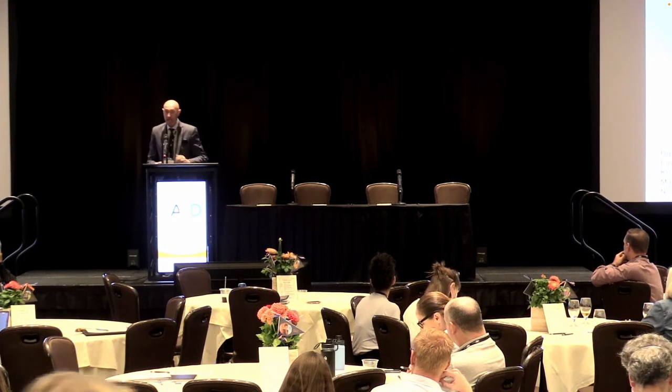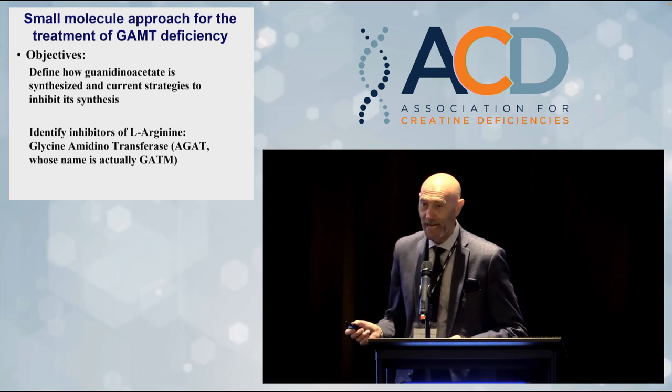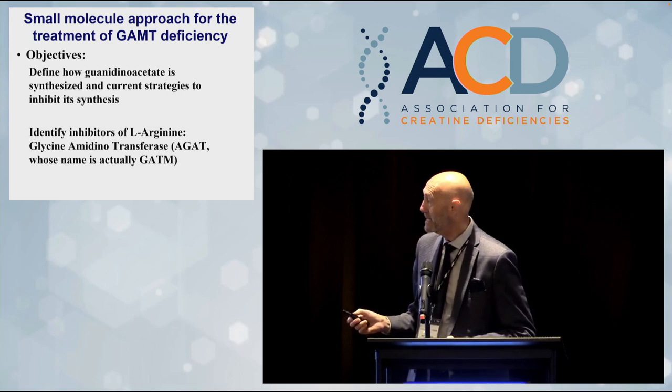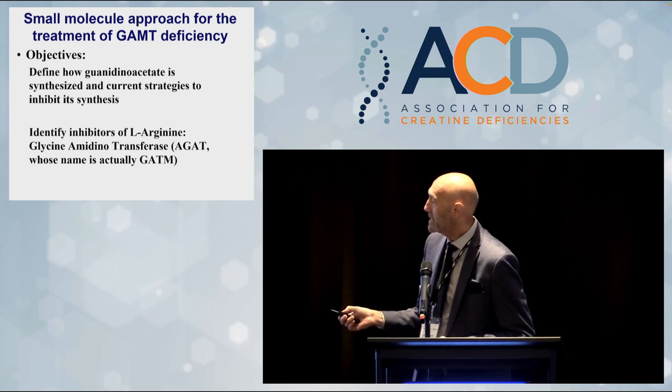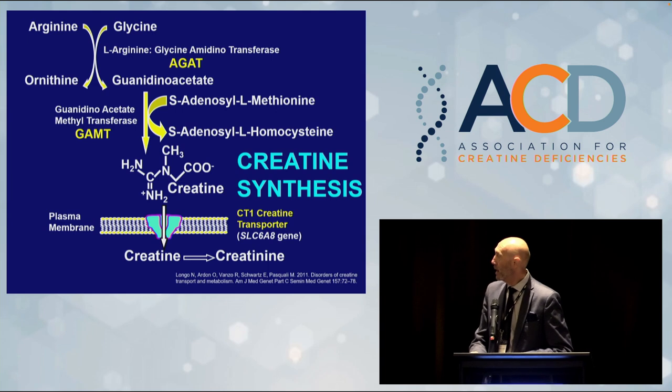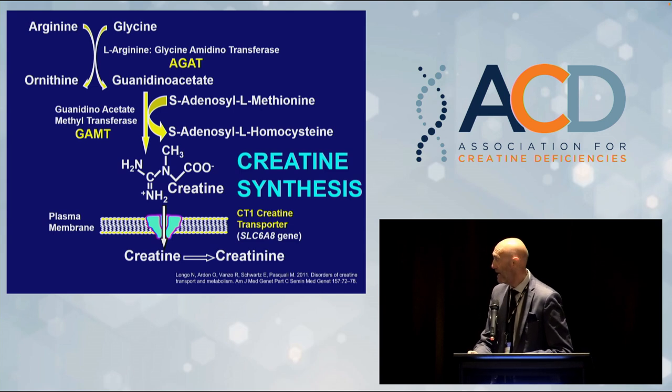What I will talk about today is the efforts that are underway to develop new molecules to inhibit the synthesis of guanidino acetate. To do so, I'm going to explain one more time, as you have heard already a few times, how guanidino acetate and creatine are synthesized, and how we identify inhibitors of arginine glycine amidinotransferase. You start from arginine and glycine to synthesize guanidino acetate and ornithine. What we know in GAMT deficiency is that the deficiency of creatine is a problem, but the second problem is the excess of guanidino acetate that can be toxic for nerve cells.